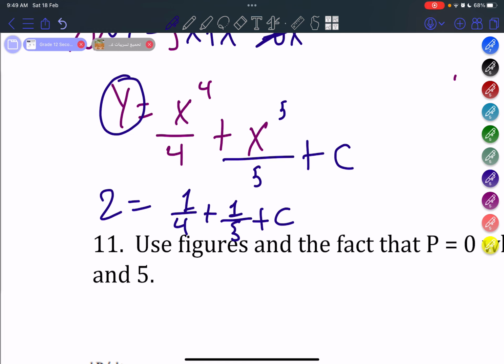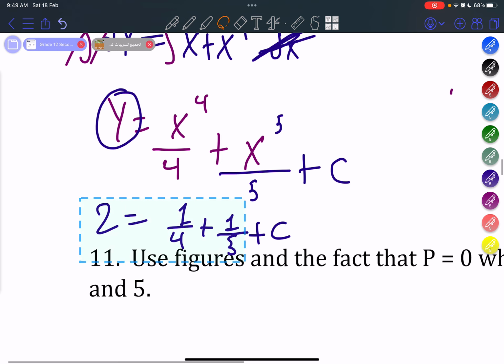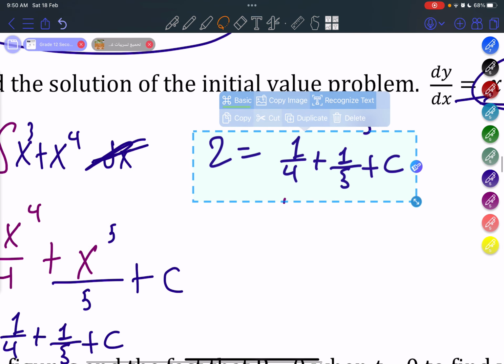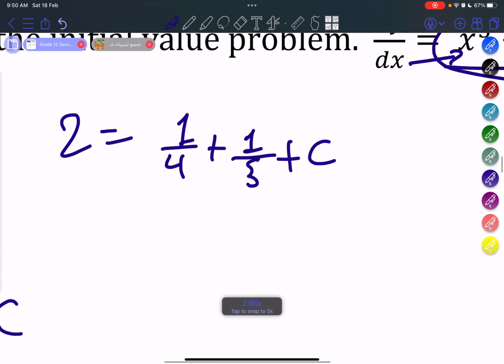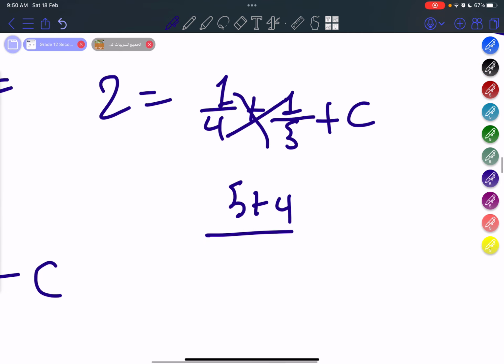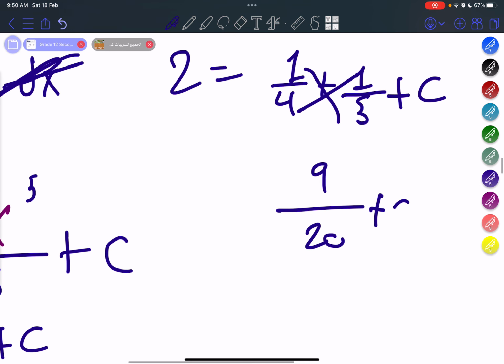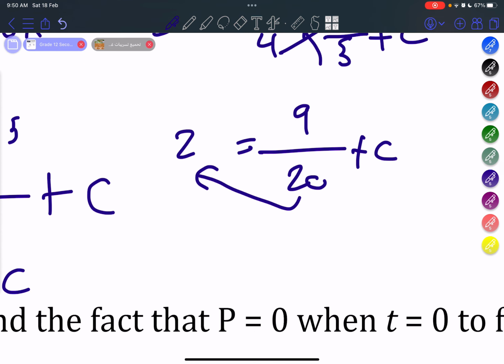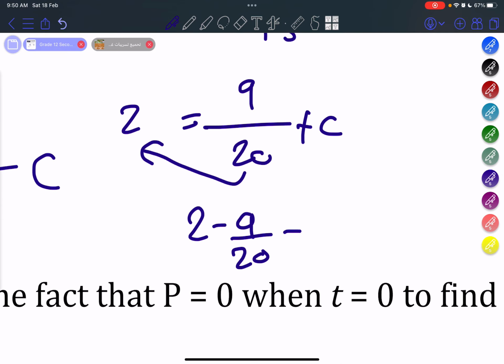Now we can get the value of c. So we add these two fractions. Cross multiply: 5 plus 4 divided by 5 times 4. So 5 plus 4 gets us 9, and 5 times 4 equals 20. So 9 over 20 plus c equals 2. Transfer 9 over 20 to the other side. So 2 minus 9 over 20 will equal c.